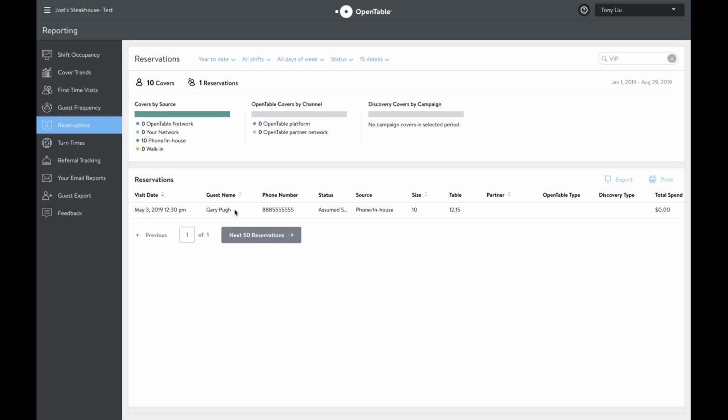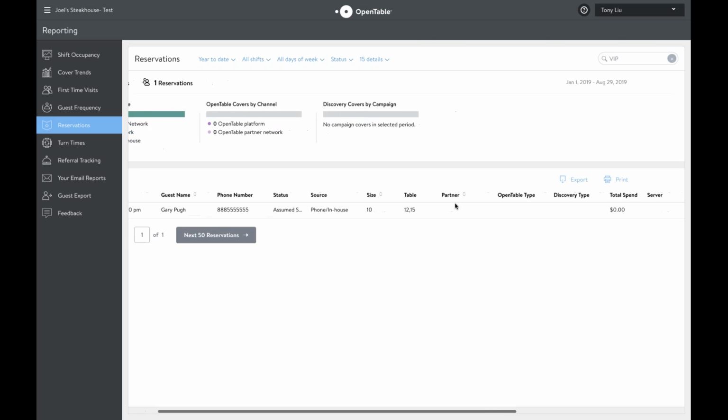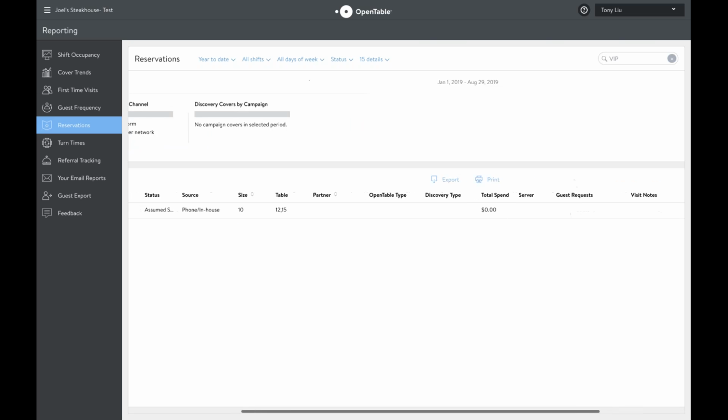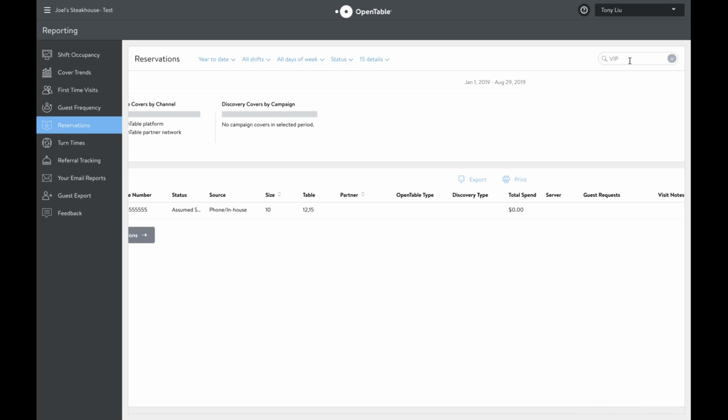Boom, I have one. And Gary Prude, right? And this is a VIP tag that's been automatically assigned. And you can utilize this search engine to sort out the different type of customers that you're looking for, or even look for a specific customer. Maybe you're looking for a reservation that happened 6 months ago and you wanted to read some notes about it. Okay, you can come over here and look at the information.